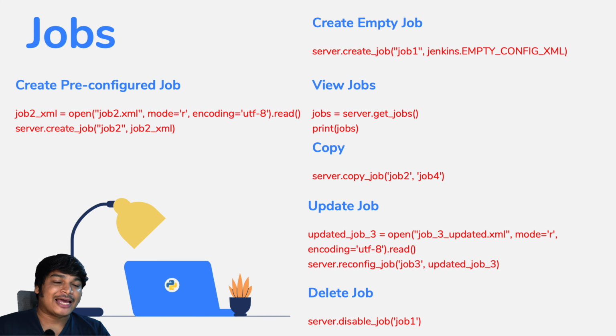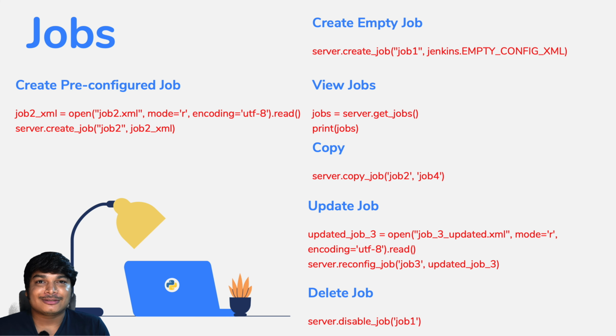So the next step is actually creating the jobs. Yes, the actual job part that we normally create. Okay, so that should be our next thing. You can create, of course, any empty job using server.create_job, then the job name and jenkins.EMPTY_CONFIG_XML. So this will create an empty job for you. Now to create a pre-configured job, you should have the XML ready.